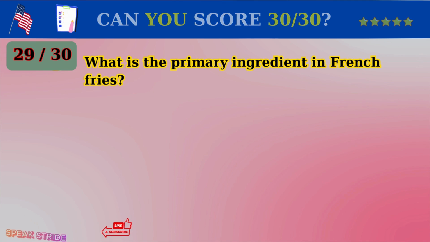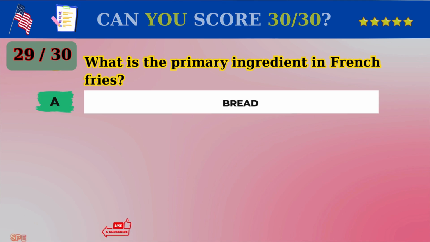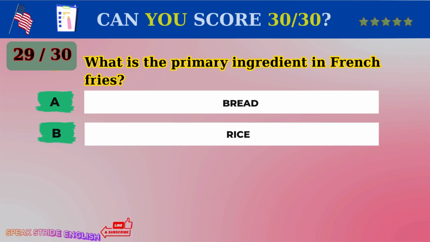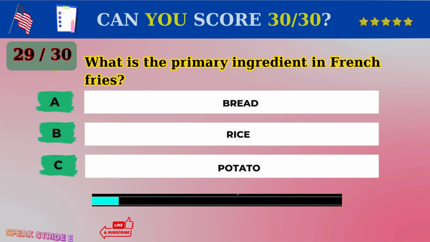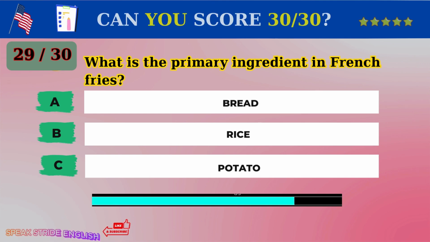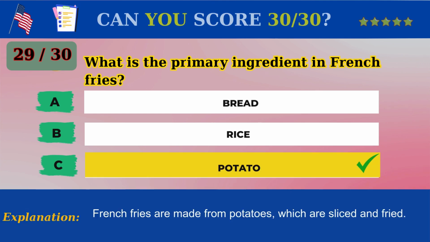What is the primary ingredient in French fries? A. Bread. B. Rice. C. Potato. Answer: potato.